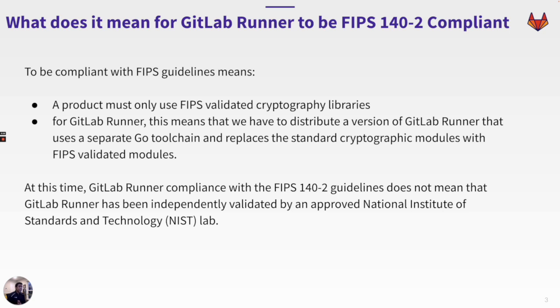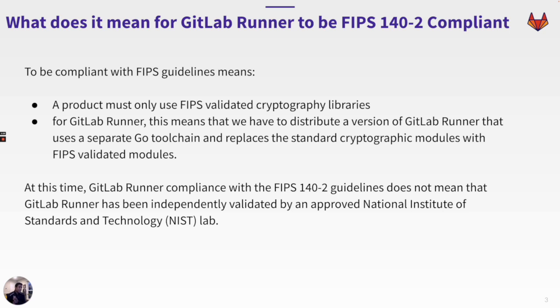So what does it mean for GitLab Runner to be FIPS 140-2 compliant? Well, to be compliant with FIPS guidelines typically means that a product or piece of software must only use FIPS-validated cryptography libraries. So for GitLab Runner, in 14.7, we've had to distribute a version of GitLab Runner that uses a separate Go toolchain and replaces the standard crypto modules with FIPS-validated modules.